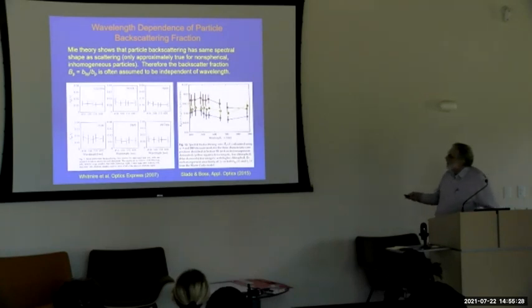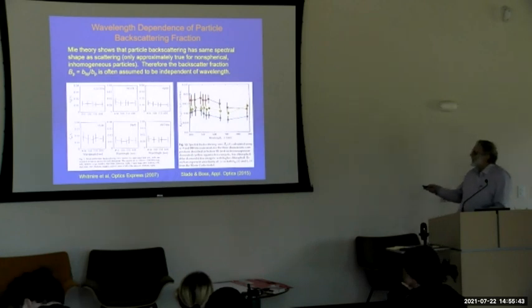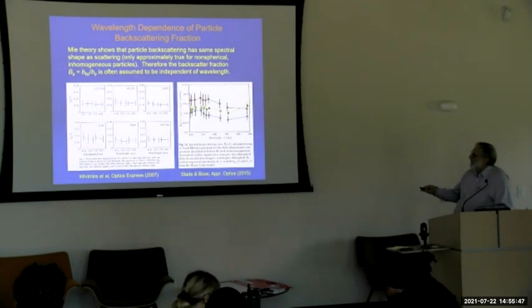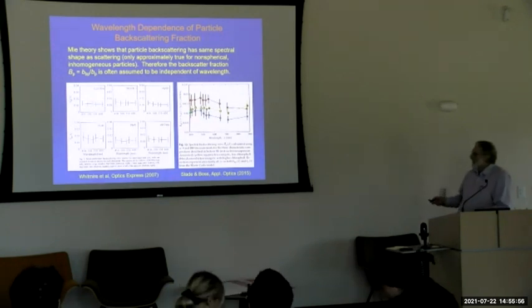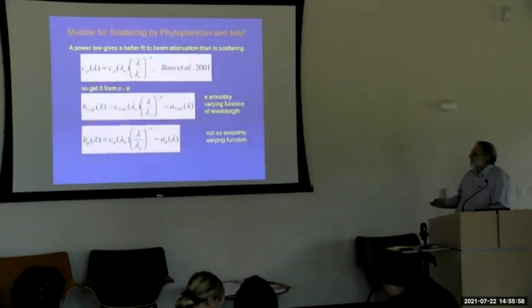So here are some plots of scattering. These are all backscatter fractions. They're fairly close to being independent of wavelength, but not perfectly so. This is typical of the kind of numbers you get. Notice the backscatter fractions here. These are all in the 1 to 2% range. These here are 2 or 3% backscatter fraction values, just different water bodies.